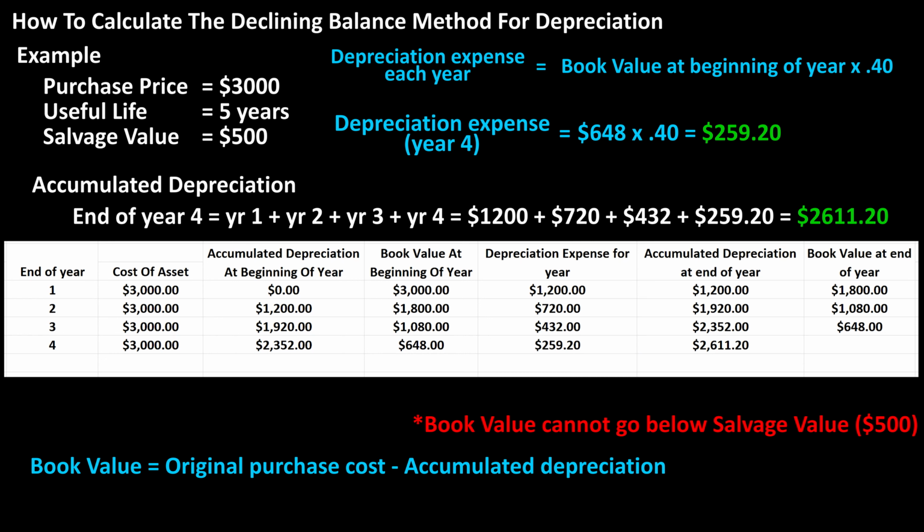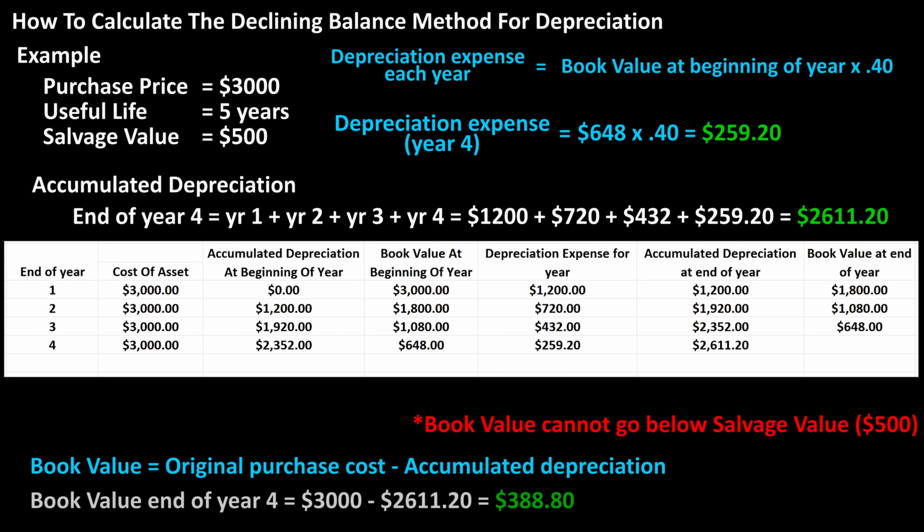And the book value at the end of year 4 is the original cost of the asset minus the accumulated depreciation at the end of year. So we have $3,000 minus the accumulated depreciation at the end of year 4, $2,611.20, which equals $388.80, and year 4 is complete. But it's wrong. Remember, we cannot have a book value go below the salvage value of the asset, which in this case is $500. So we need to make some changes to end of year 4 so that we have a final book value of $500.